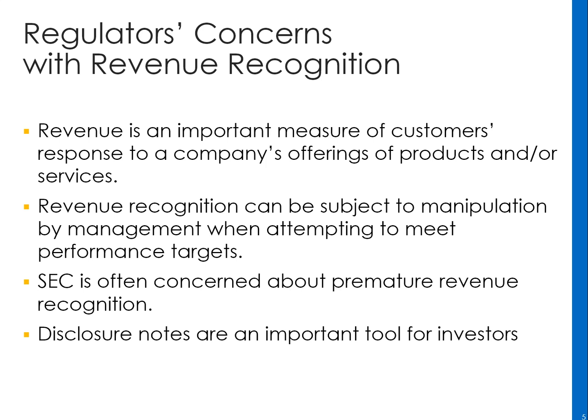However, for some businesses, the service or the product will be delivered over time, and the payment may not be paid in time, will be paid later. So in those scenarios, there's a lot of opportunity for companies to manipulate. For example, the SEC is often concerned about premature revenue recognition. It's about the timing of revenue recognition.